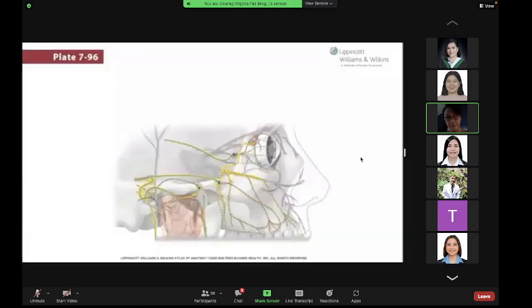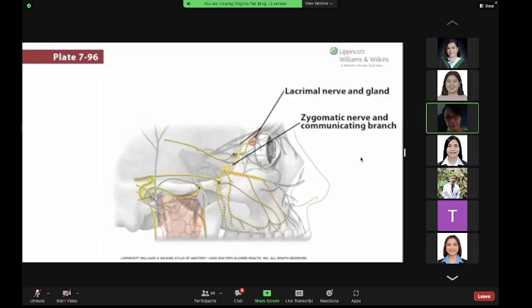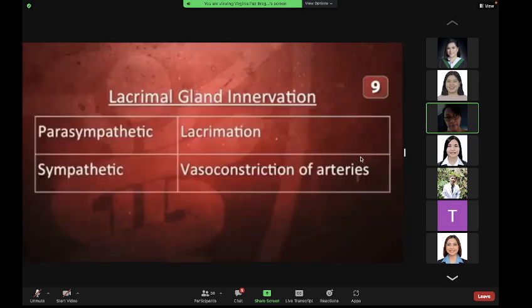The postganglionic, parasympathetic, and sympathetic fibers pass through a communicating branch of the zygomatic nerve to join the lacrimal nerve, a branch of the ophthalmic division of the trigeminal nerve, which they follow to the lacrimal gland. The parasympathetic fibers are secretomotor, meaning they cause tear production or lacrimation, while the sympathetics appear to be involved in vasoconstriction of arteries supplying the gland.